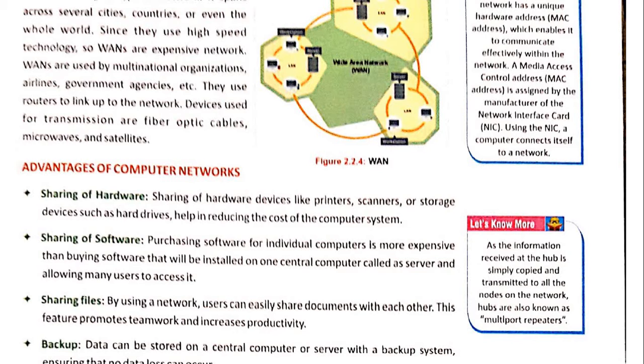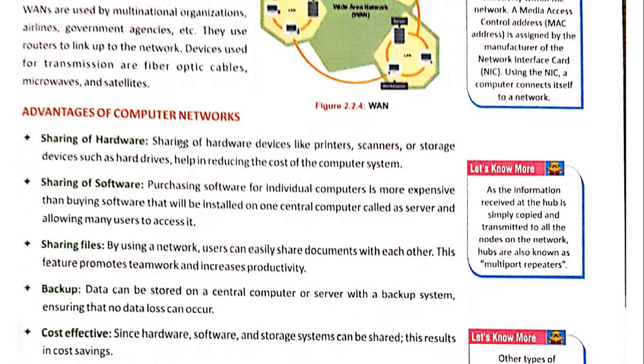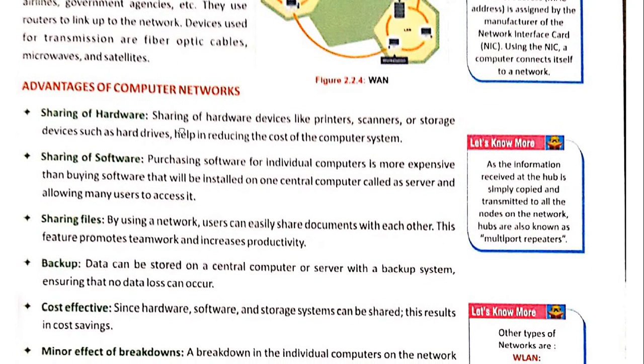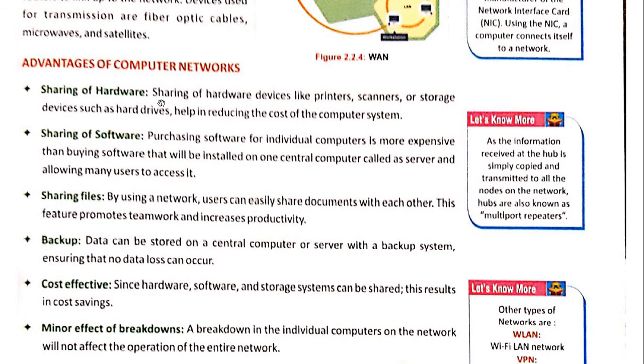Now let us see advantages of computer network. So all the 3 types of network have some advantages. The first one you can see, sharing of hardware, means if 5 or 10 people are there, and one or two of them are not having some type of resource, for example a scanner or printer or some other devices, then by connecting their computers with each other, they can share the resources, that is hardware.